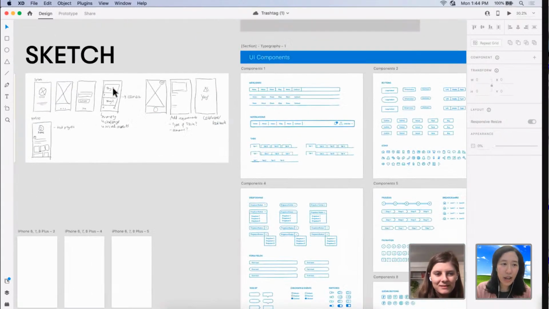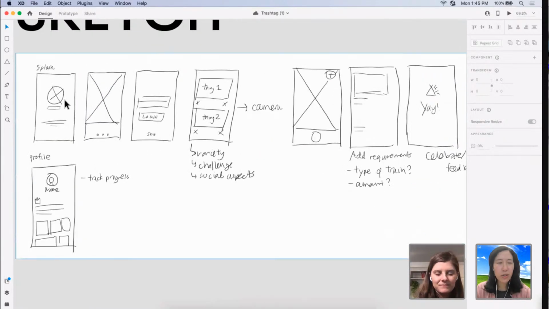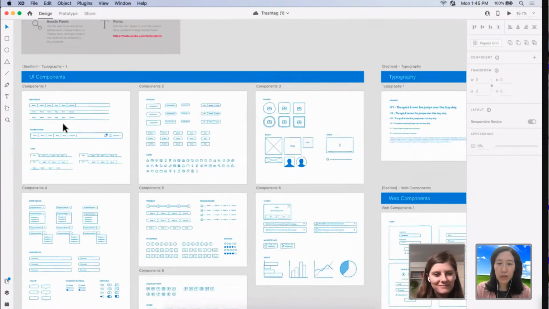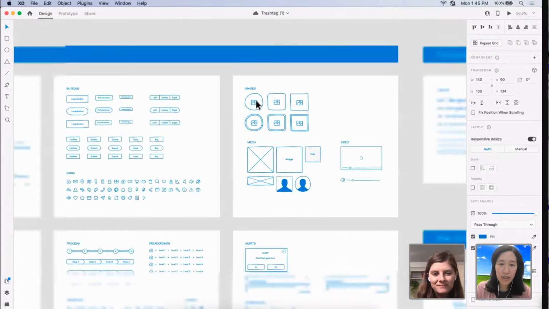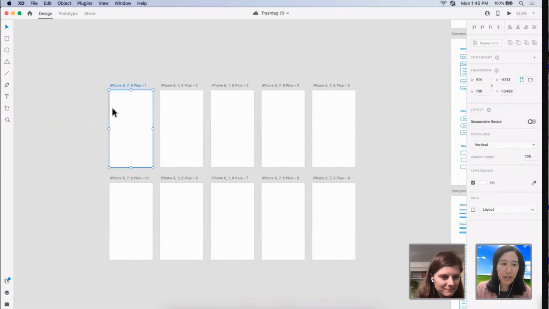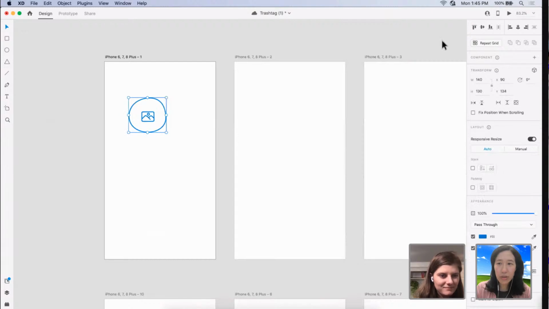So I see that I have some kind of image, maybe like the logo for Trashtag, and then maybe some information about what it is. So I'm going to go over here, and I see that there is an image here. I'll just copy and paste it, stick it here. And then I want to align it.